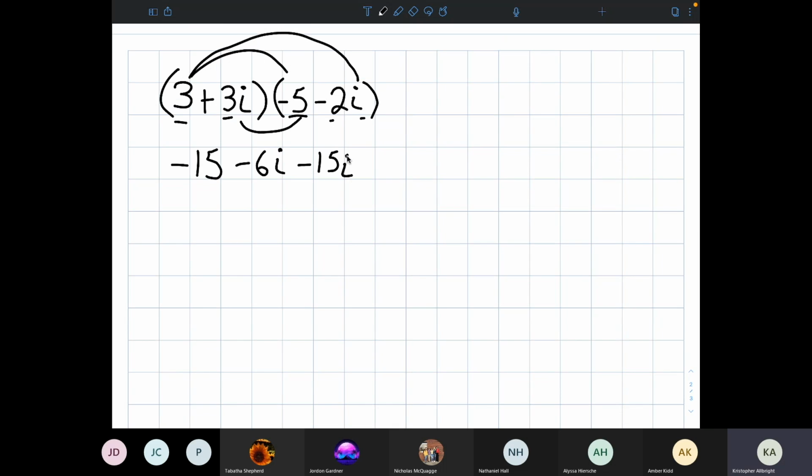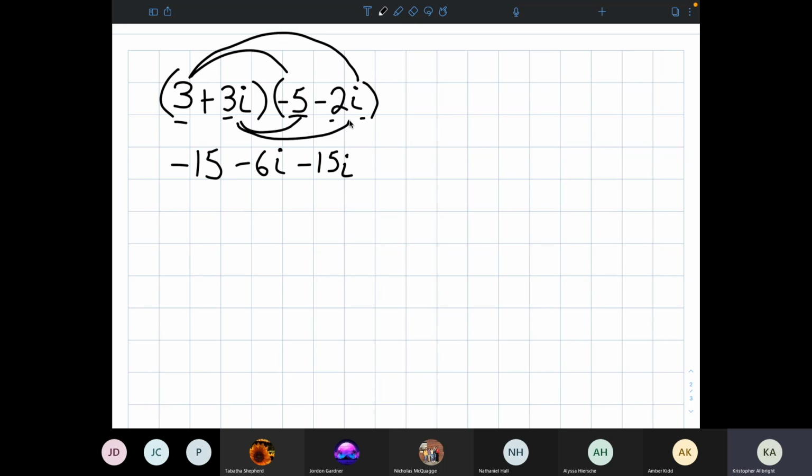And we keep our i. It just kind of stays there. And then now we do our 3i times our negative 2i. And when we have i's together, again, we just treat them like x. So we're going to multiply the numbers together, and then we're going to multiply the i's together.